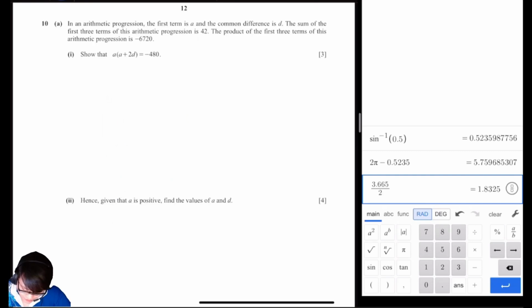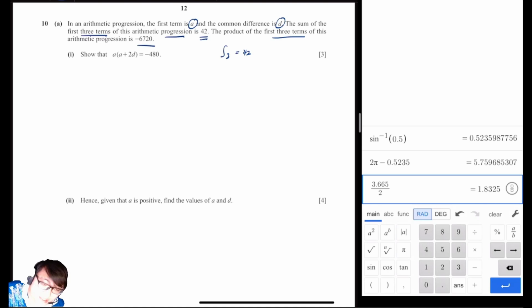In an arithmetic progression, the first term is a and the common difference is d. The sum of the first three terms of this AP is 42. Let me just write it down first. The product of the first three terms is negative 6,720. So show that a(a plus 2d) is negative 480.